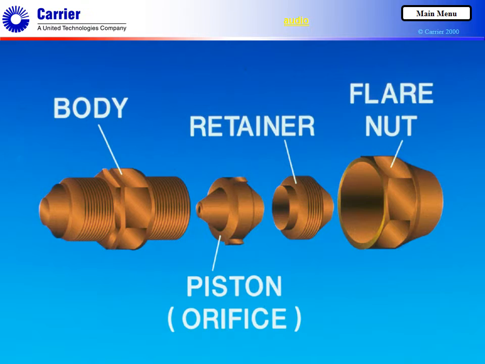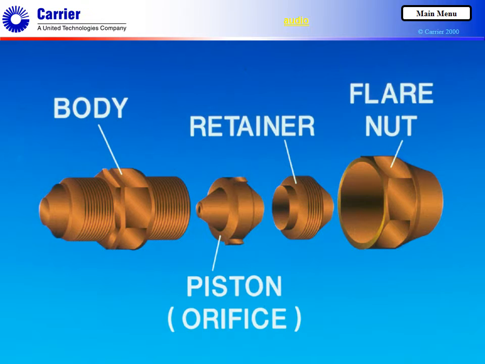1. It requires careful selection to match the system in which it is installed. 2. It demands accurate system charging procedures. 3. It permits refrigerant migration into the evaporator and even into the compressor crankcase during the off cycle. Therefore, the same precautions, recommended accessories, and troubleshooting guidelines apply to the fixed orifice as to the capillary tube.